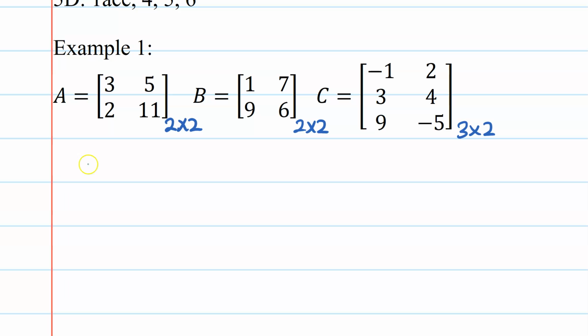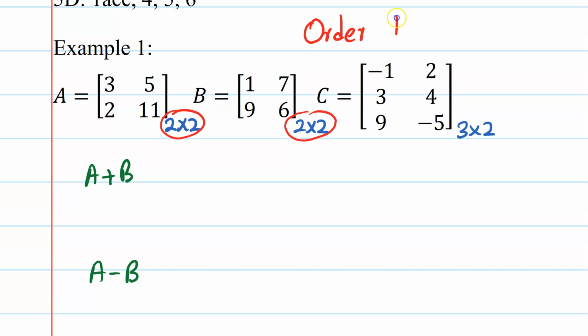Let's consider, for example, A plus B. The very first thing that we are going to have a look at is whether the order is the same. You can perform A plus B or A minus B, either operation, plus or minus, only if the order is the same. So order has to be the same. Otherwise we cannot perform this operation.